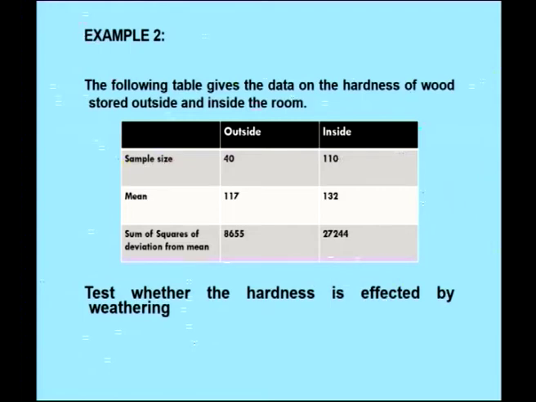Sample size is 40. There are 40 woods lying outside and there are 110 woods lying inside, and the mean hardness outside is estimated to be 117 and the mean hardness inside is estimated to be 132. The sum of squares of the deviations from mean is 8655 outside and inside is 27,244. Test whether the hardness is affected by weathering.